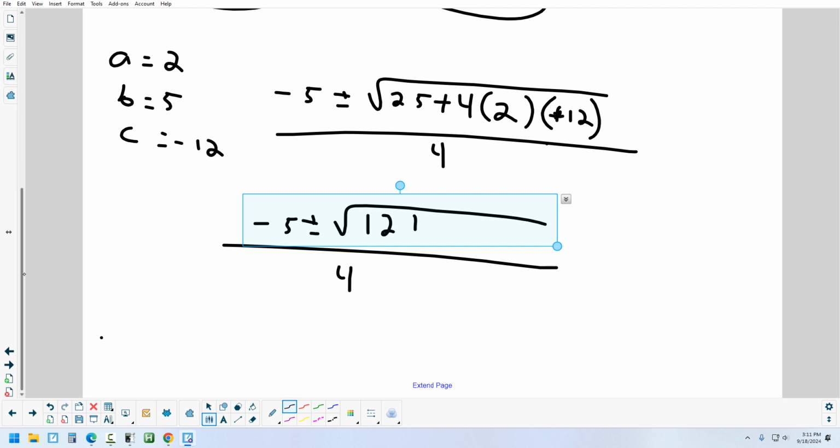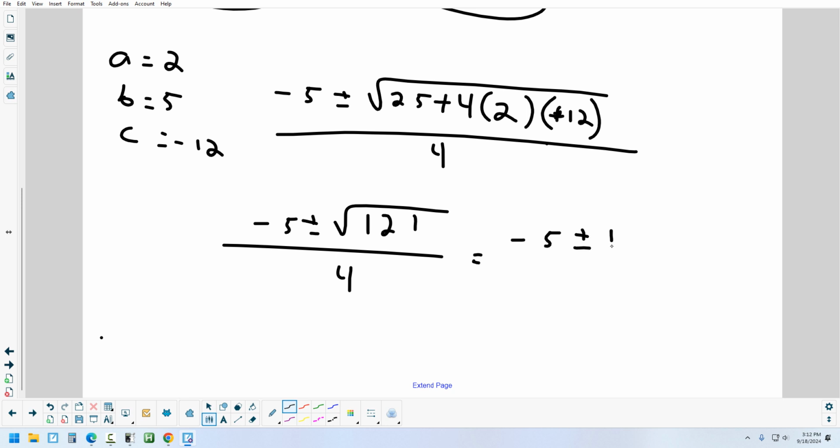And that is going to simplify nicely. What's the square root of 121? Maybe, is it 14? No, because that's too big. That's too big, yeah. Oh, yeah, that's in the 200s. Okay, never mind. Then would it just be 11? 11. Okay. So negative 5 plus or minus 11 over 4.